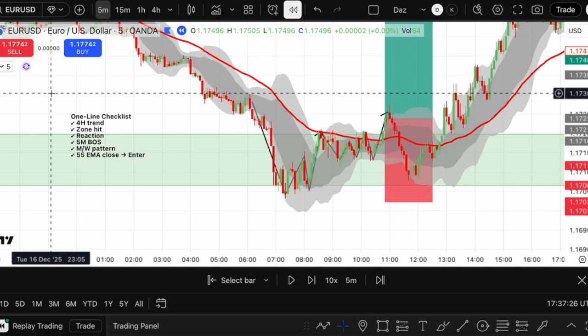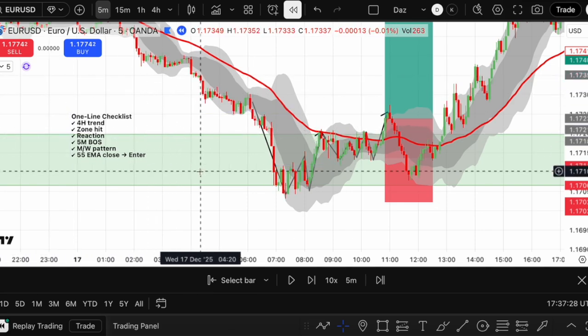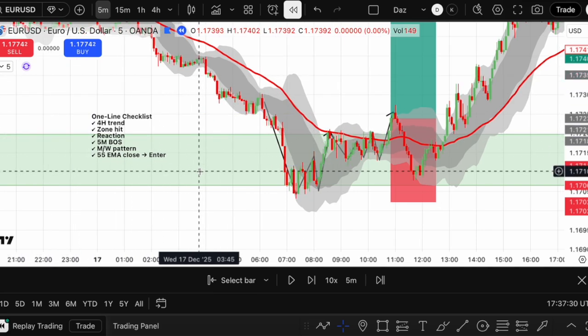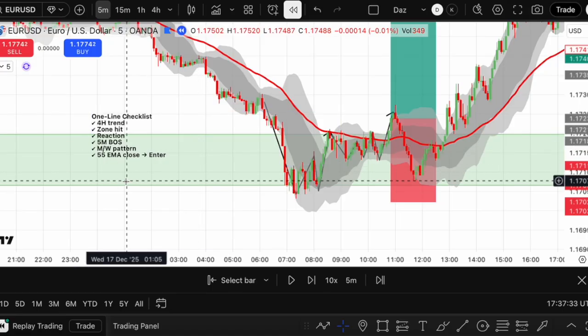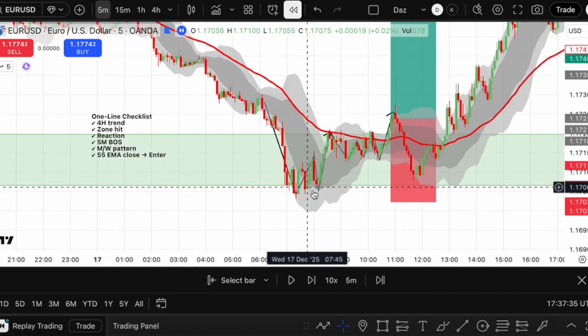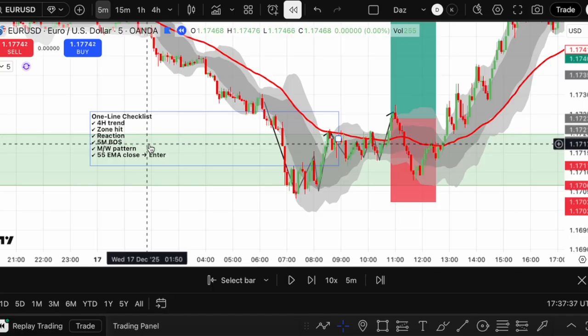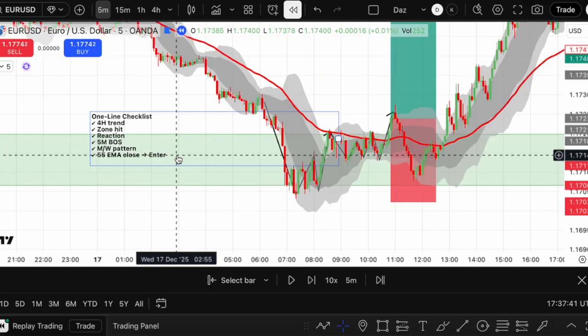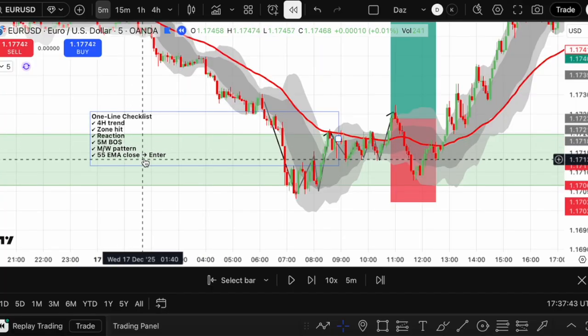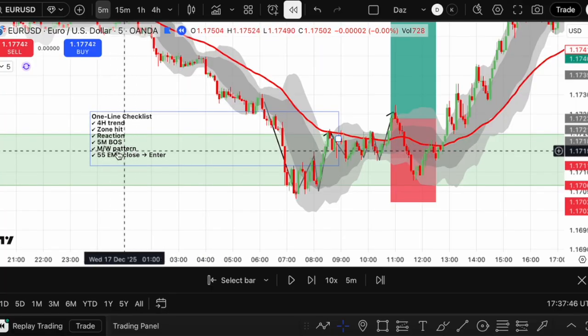So it's a one line checklist. Okay, 4 hour trend, you need the trend, then the zones, make sure it hits it, then the reaction of it. We need that little reaction, the breaker structure and the pattern. Like I said, that happens roughly at the same time. You can do it on the 50 as well, or you can actually do it on the 1 hour as well, but it must break the 55 EMA. Okay, so you need that.